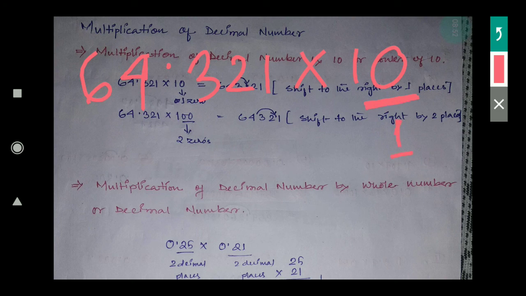Okay, so if 1 zero is there, then while doing multiplication, the decimal point will shift to the right side by 1 place. That means 64.321, previously the decimal point was in between 4 and 3. From this place it shifted 1 place to the right side. That means it will be 643.21.